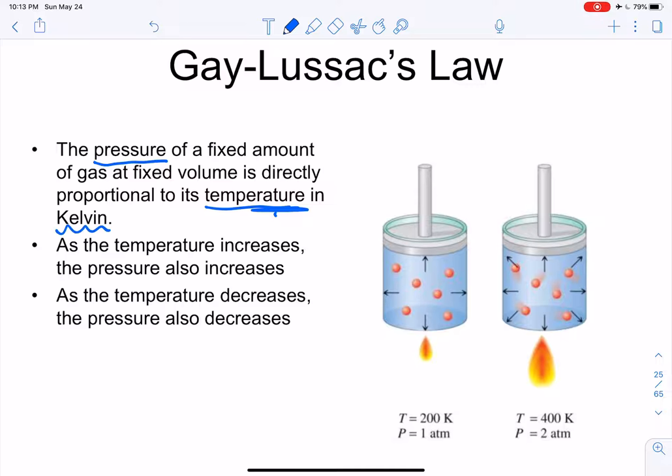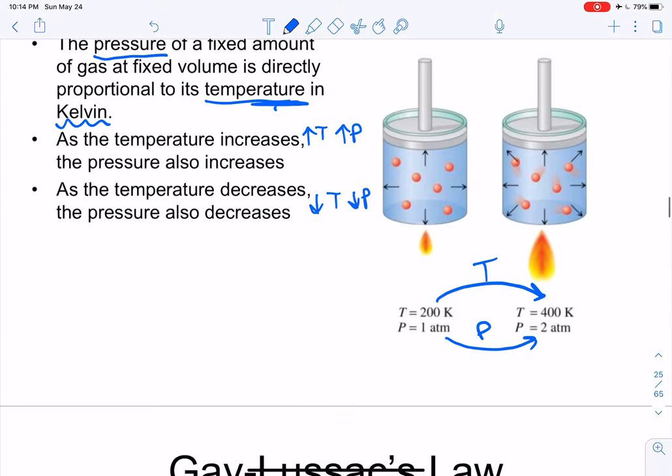Now, this one is directly proportional. So that means that as one thing increases, so say the temperature increases, that means that the pressure is going to increase also. And if the temperature goes down, the pressure will also be going down. So we can see the direct proportionality there. And if you look over at the picture, if we double the temperature, we're also going to double our pressure. So right there, the diagram shows you the direct proportionality.